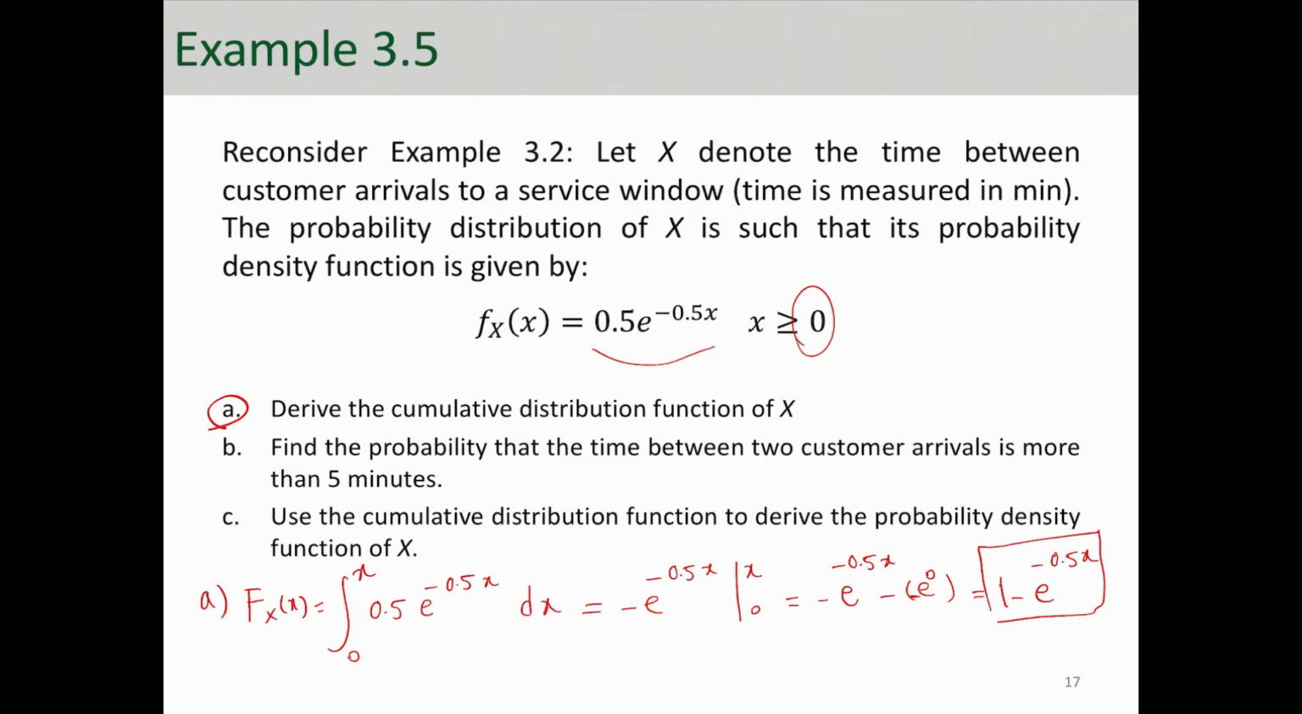Now, from here, you can use the CDF function to calculate probabilities and avoid integration. You essentially have a closed form formula that you can use to calculate probabilities. Find the probability that the time between two customer arrivals is more than 5 minutes.